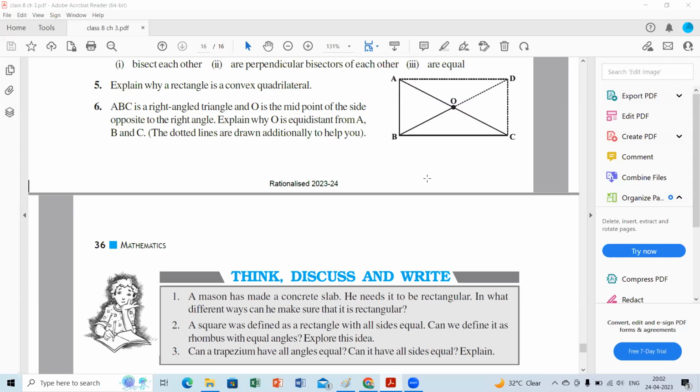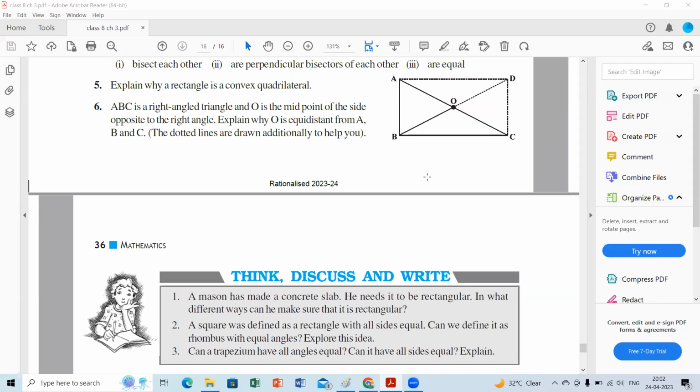So ABC is congruent to what? ABC is congruent to DCB or BAD? DCB. ABC is congruent to DCB.